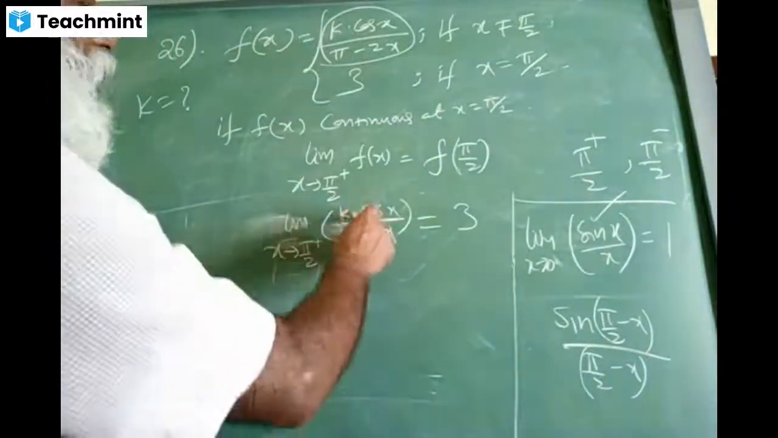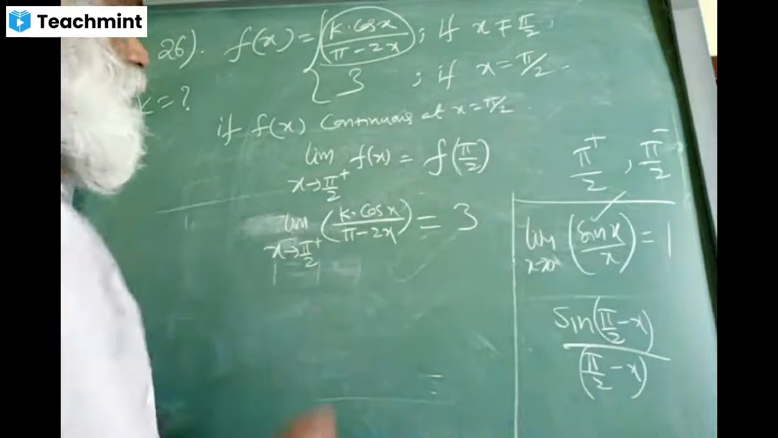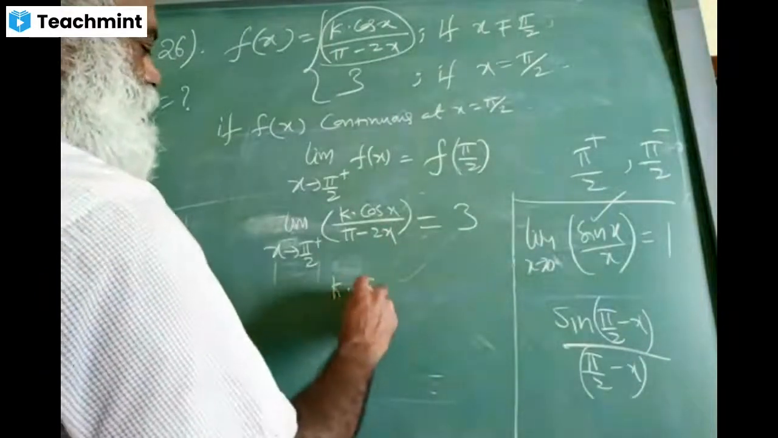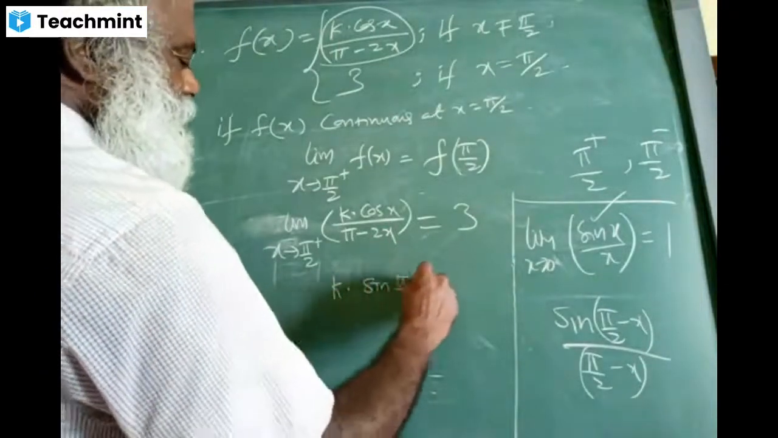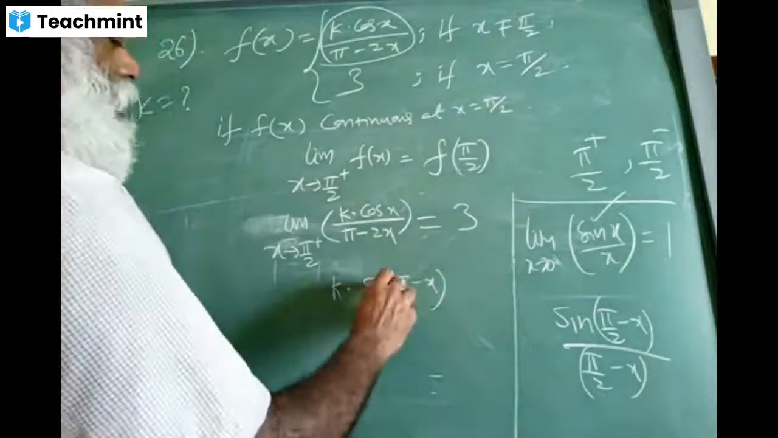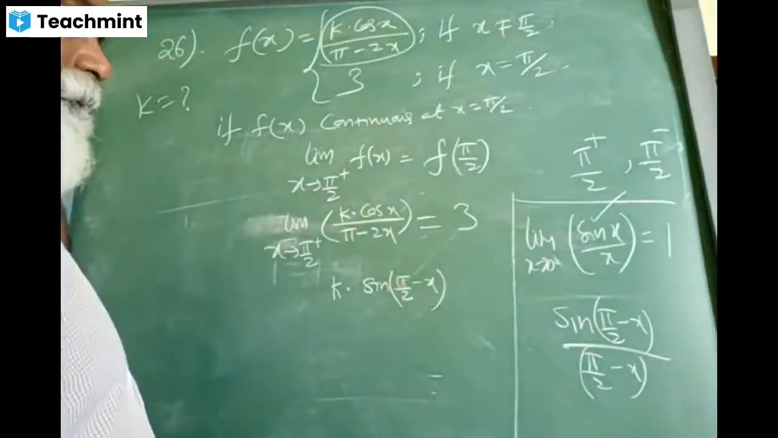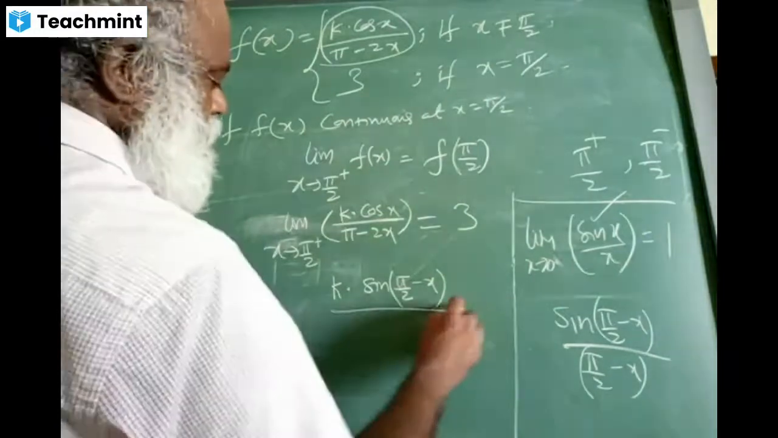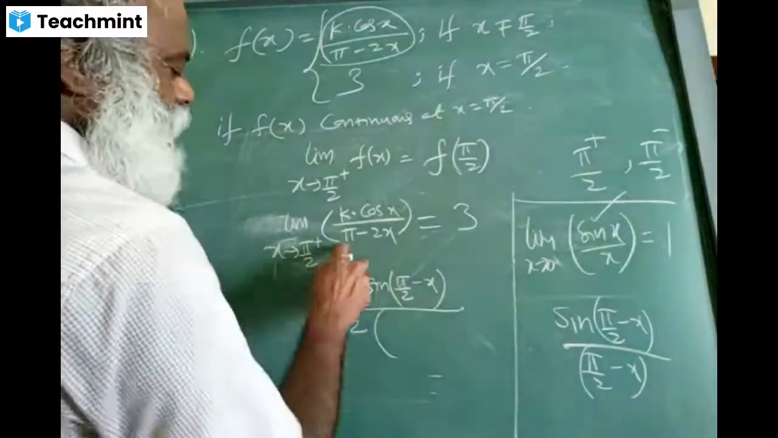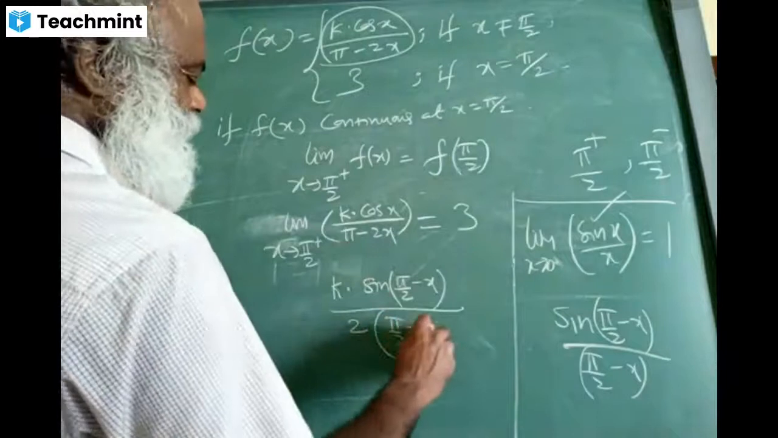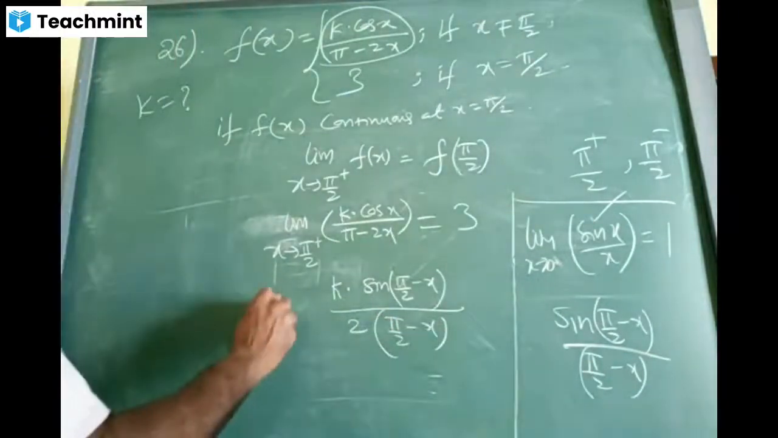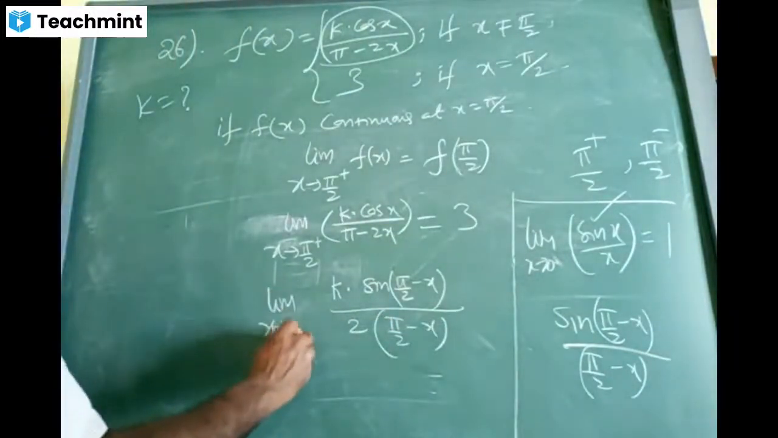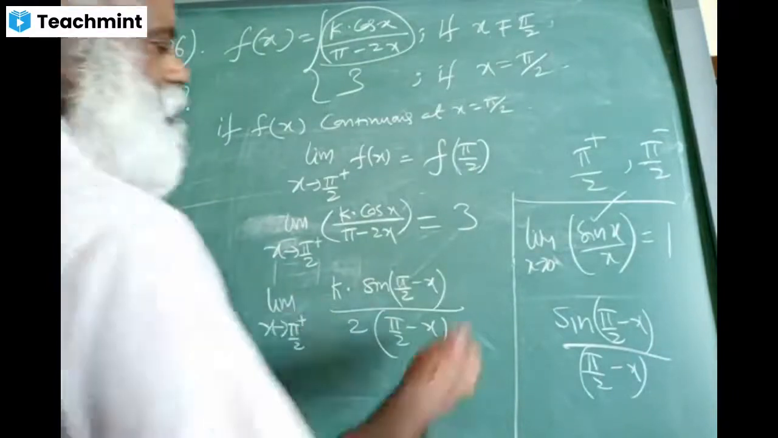Now it is not sin but cos. What is cos x, my dear? Cos x can be written as sin of pi by 2 minus x. Yes or no? All of you agree? Take 2 common here, and we get the pi by 2 minus x part. Limit x tends to pi by 2, plus or minus, whatever.